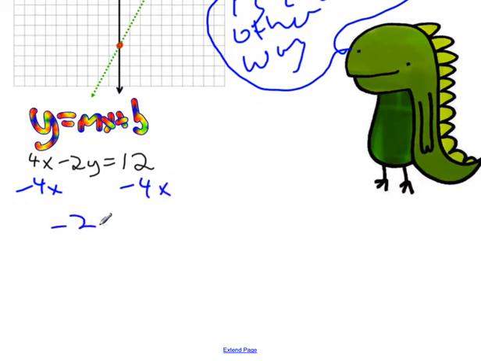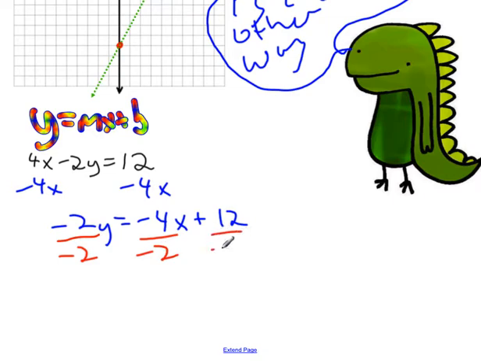We'll be left with negative 2y equals negative 4x, right? We're going to write the x term first, equals 12. Well, we're not there yet. We now need to divide by negative 2. All parts need to be divided, right? If we divide both sides of the equation, then every piece, every term needs to get divided by it.